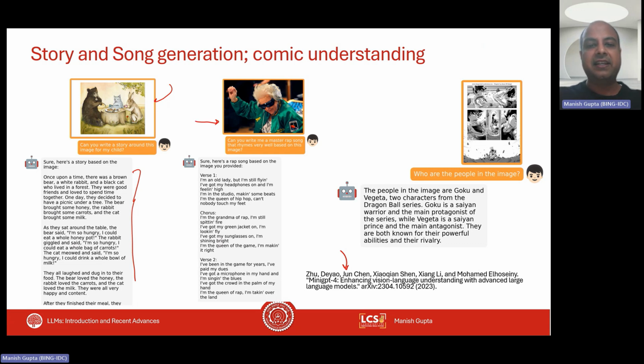Look at this image and can you write me a master rap song around it? Well, it can actually generate nice rap songs also. Given these visuals from a comic, can you basically tell me who the people in the comic are? It can really nicely tell you who these comic characters are. And this is not a popular comic. It's some sort of offbeat comic in that sense, but still it can really nicely describe that comic.